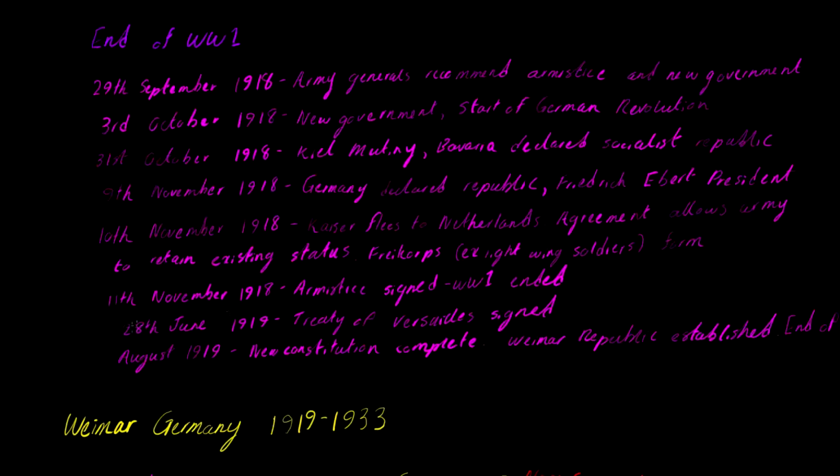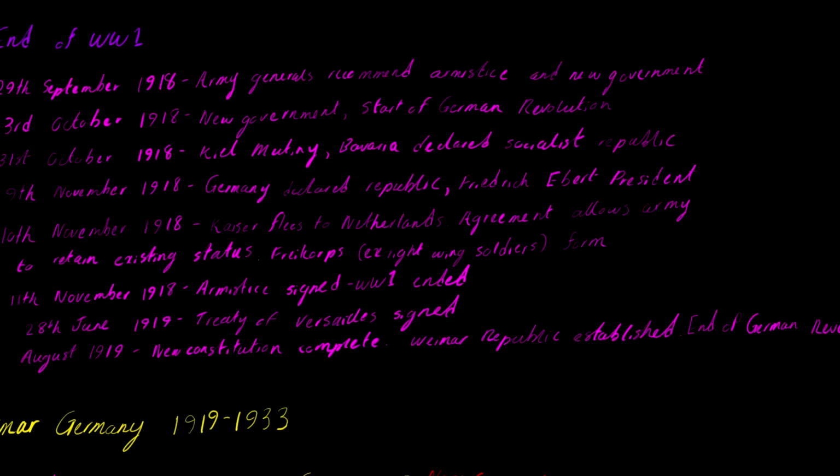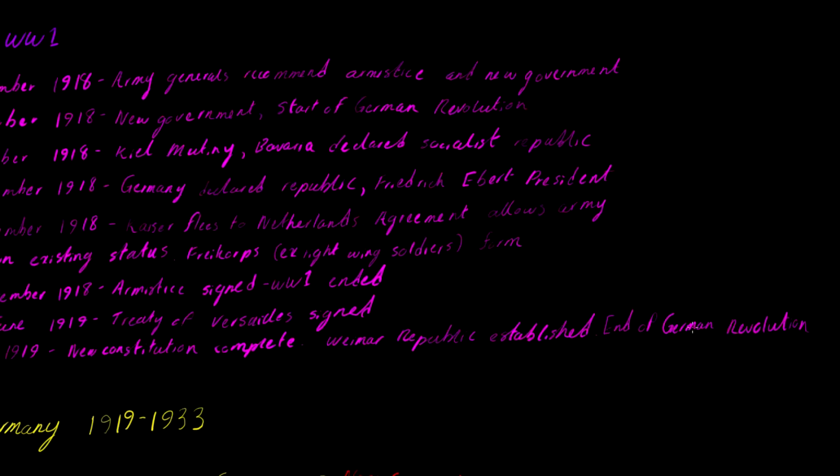On the 28th of June 1919, exactly 5 years after the assassination of Archduke Franz Ferdinand, we had the Treaty of Versailles signed. And in August 1919, we had the new constitution complete and the Weimar Republic is officially established. And this is also the end of the German Revolution.